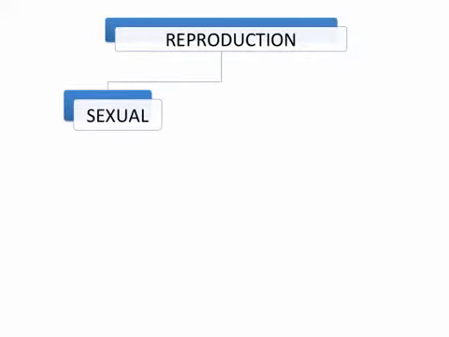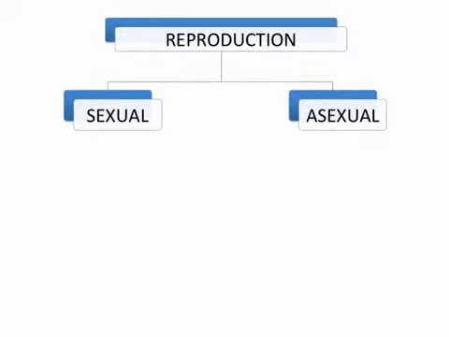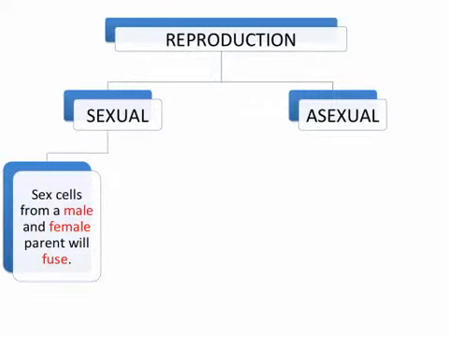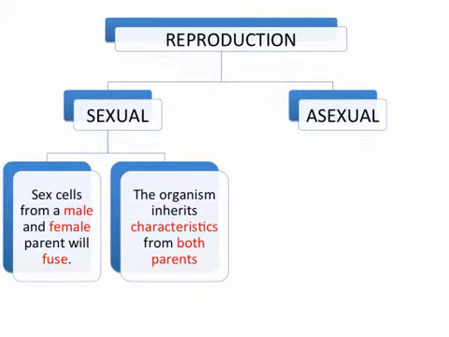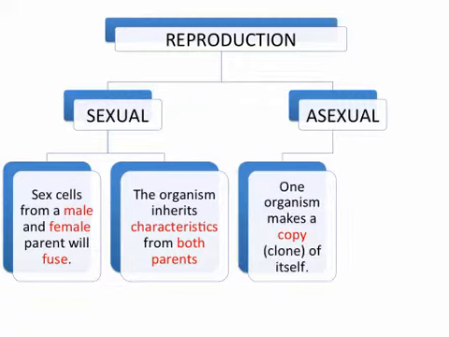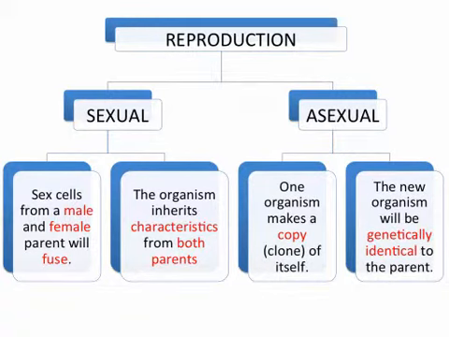Reproduction can be sexual or asexual. Sexual reproduction involves cells from a male and female parent that fuse or join together. This will produce an organism that is different to the two parents but inherits characteristics from the two parents. In asexual reproduction, one organism just makes a copy or clone of itself. Therefore, the new organism will be genetically identical to the parent.